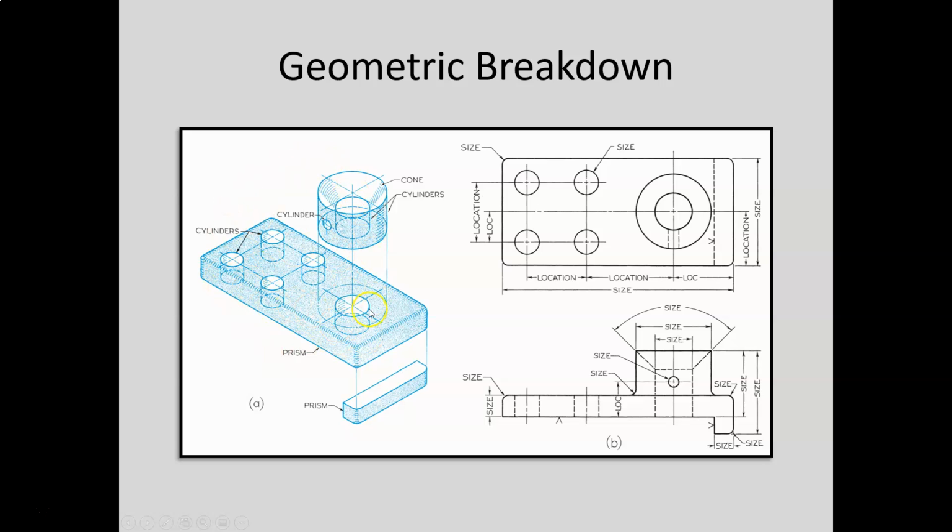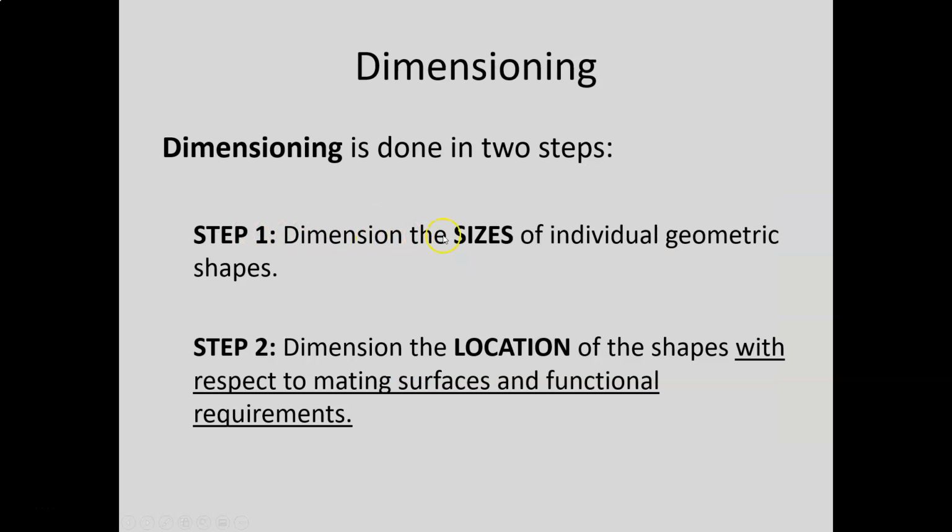So this part right here, when we put it all together or when we take it apart, what it's made up of is one positive cylinder, 1, 2, 3, 4, 5, 6, 7 negative cylinders, one positive prism, 2 positive prisms, and then a negative cone, right? Why is that a negative cone? Because it's a cone-shaped hole, right? So once we have that information, then that's going to help us dimension or apply dimensions according to step number 1.